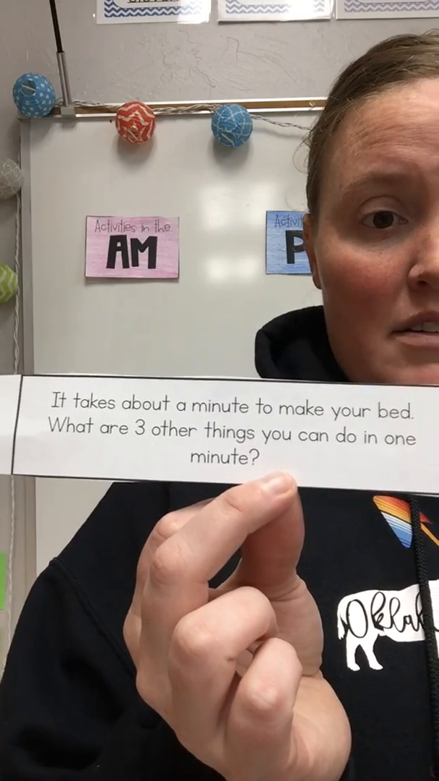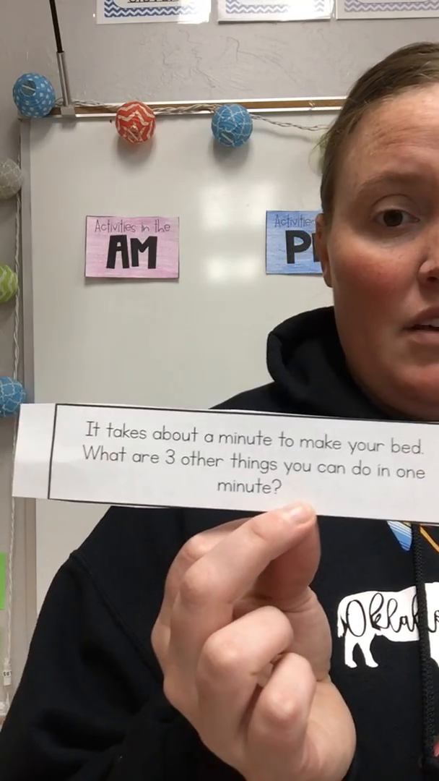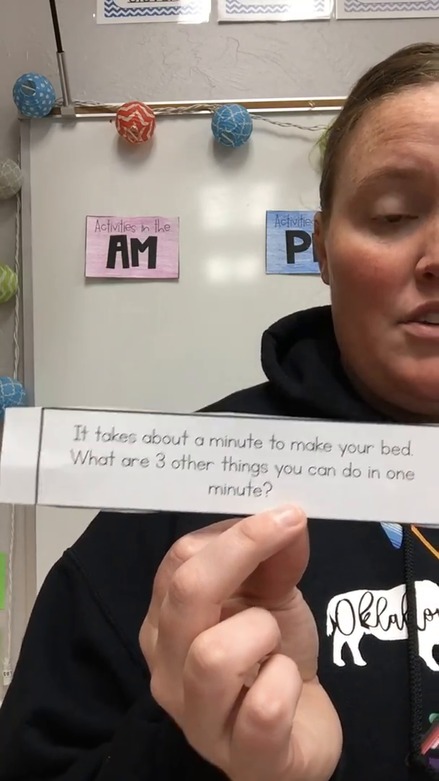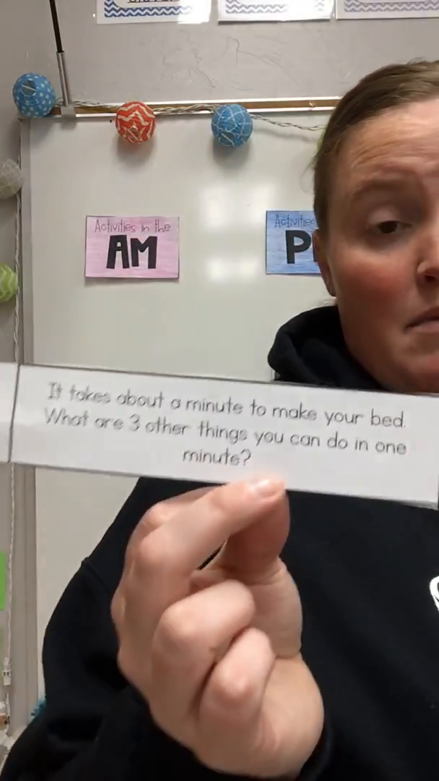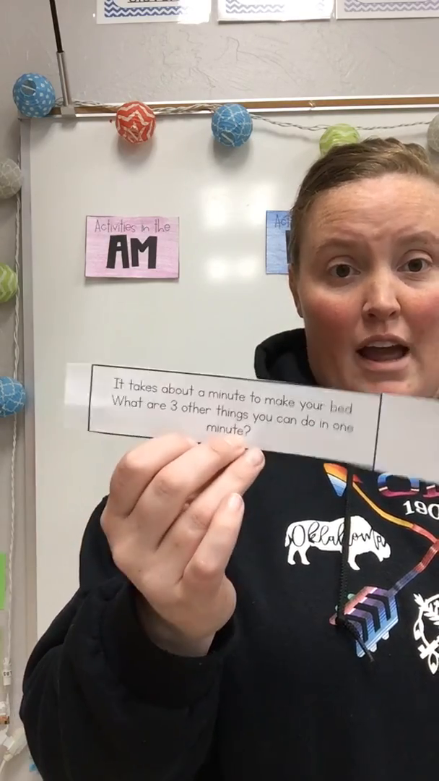Takes about a minute to make your bed. Okay, what are 3 other things that you can do in 1 minute? So they just said it takes about a minute to make your bed. So by the time you can count to 60, so 1, 2, 3, 4, 5, all the way to 60, that is 1 minute. So see if you can name 3 other things that you can do in 1 minute, okay? So pause this video and do that.